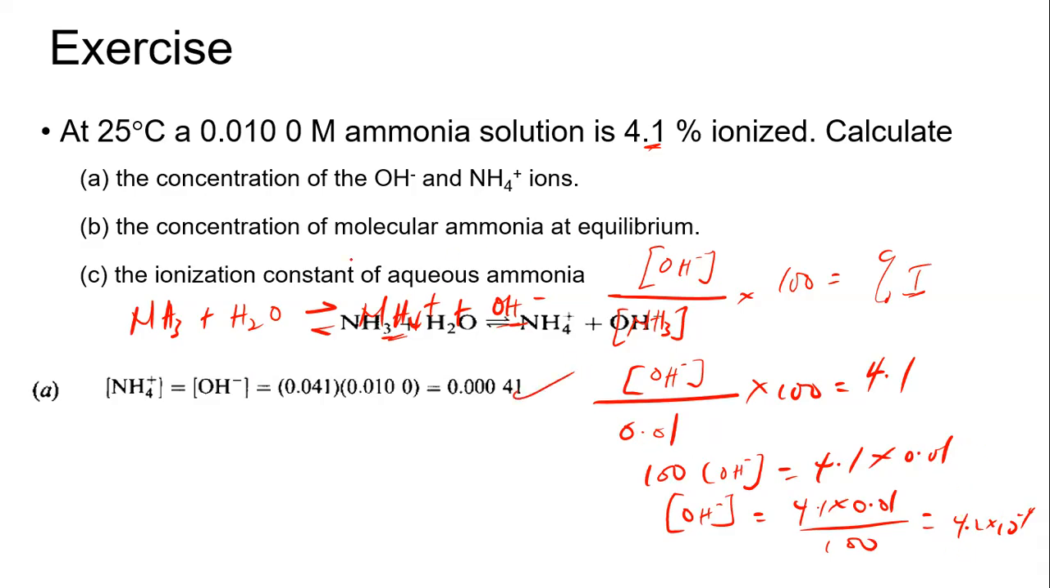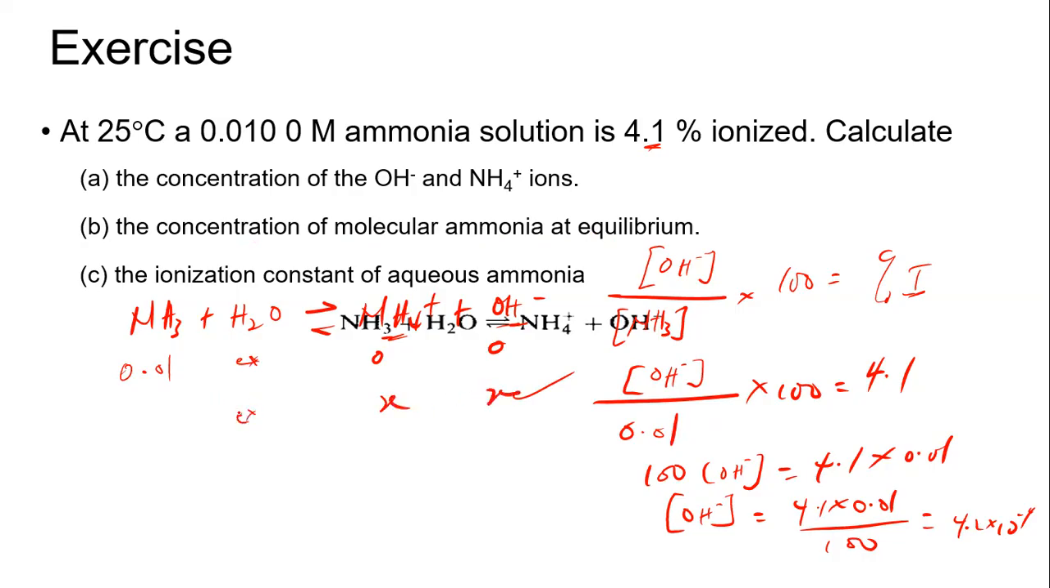Now the second question is asking us to find the concentration of the ammonia at equilibrium. Now, if the reaction expression is like this, as I've stated here, initially the ammonia will be 0.01, then the water is in excess, so we don't really think about it. These ones will be 0 and 0 before the reaction starts. That's initially. Now at equilibrium, we would have X of this one forming and X of this one forming.